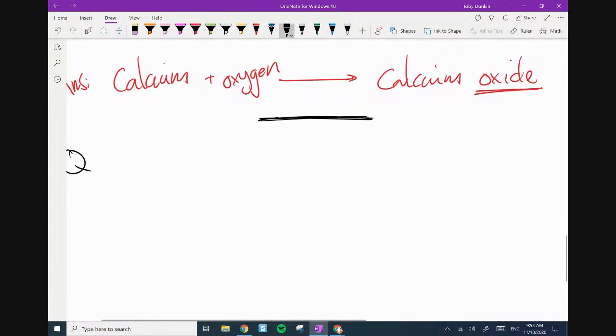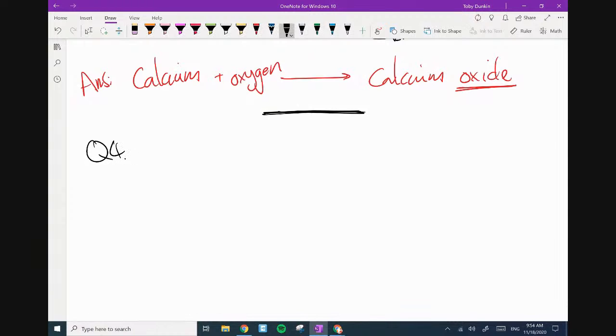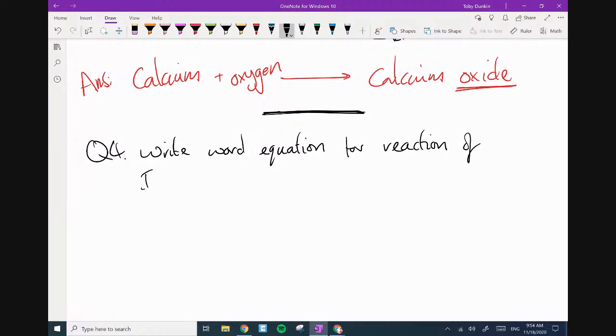Is this number 4? I believe it's number 4. So number 4, write word equation for reaction of, let's do a displacement, for, let's do iron, and need something below, let's do copper. Oof, dropping into symbols by mistake there. Iron and copper sulfate. That's a great one.